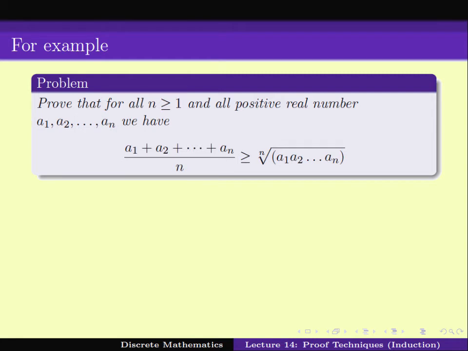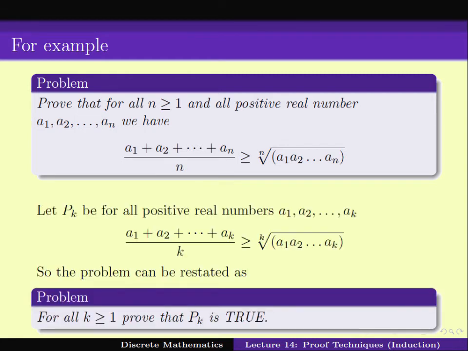In this problem, let me break it up in the following way. Let pk be the statement that for all positive real numbers a1 to ak, the average of a1 to ak is greater than or equal to the kth root of the product. And since the original problem says that we have to prove it for all n, this statement boils down to proving that for all k greater than or equal to 1, pk is true. So this is another example of breaking up the whole problem into smaller problems.